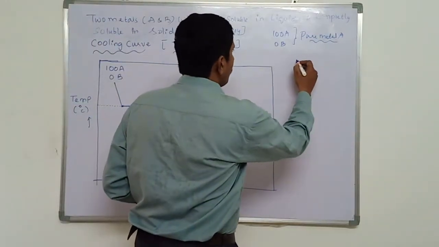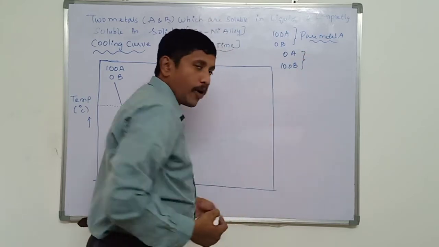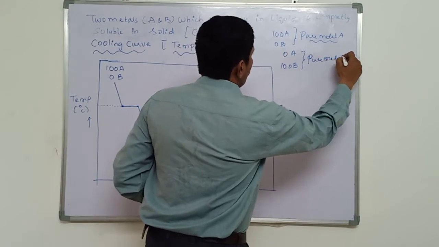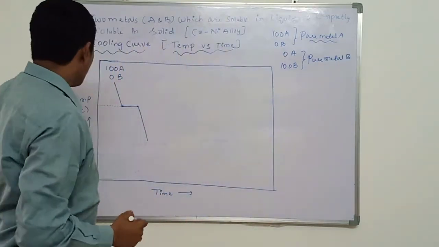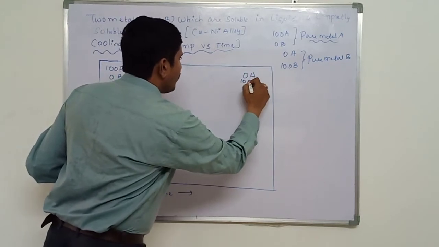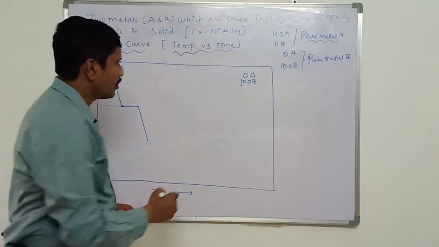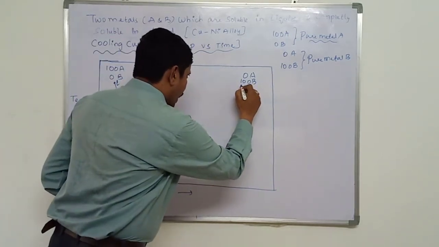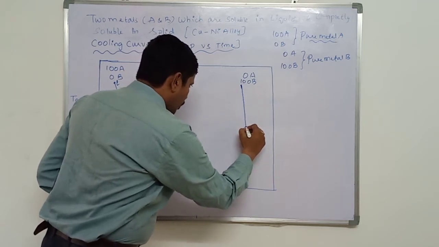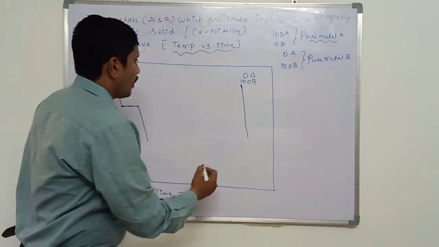Similarly, I am taking 0A and 100B. This composition is nothing but pure metal B, right? So let us consider the next situation, 0A and 100B. Let us consider from the liquid phase. Initially it is in the liquid phase. From the liquid phase, I am doing equilibrium cooling, a slow cooling, a constant rate of cooling. That's why I am representing it with a straight line, right?